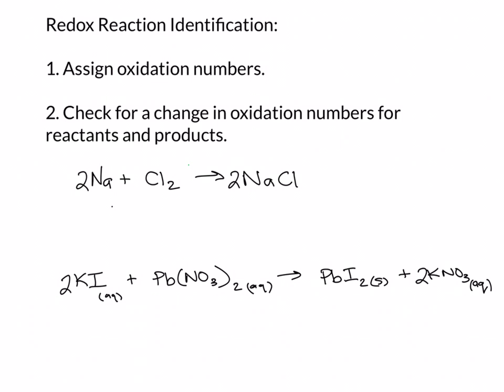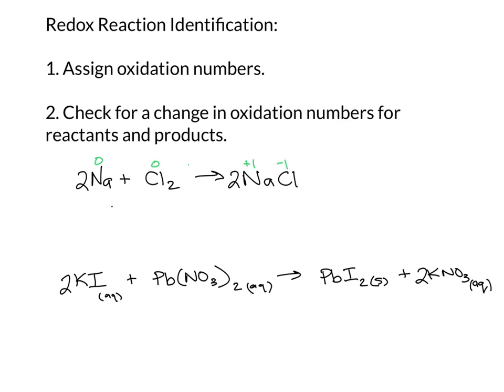Okay, so sodium is a lone element all by itself, so its oxidation number is 0. Chlorine as well is a lone element, so it will also have an oxidation number of 0. Sodium chloride is a compound. It's an ionic compound, so the components that exist in the compound are ions. With that being said, we know that sodium is going to be a +1 ion and chlorine is going to be a -1 ion.